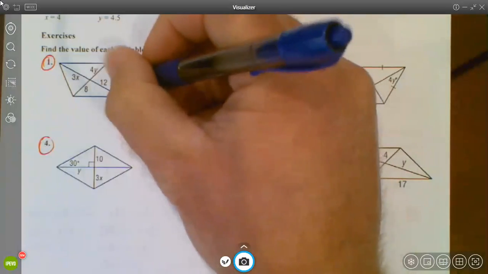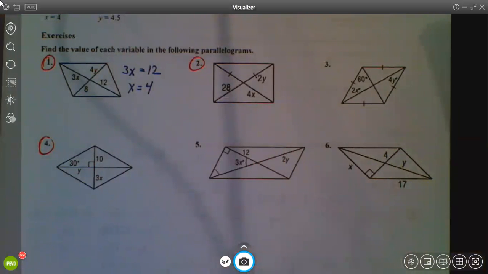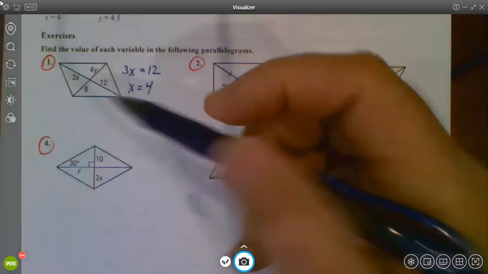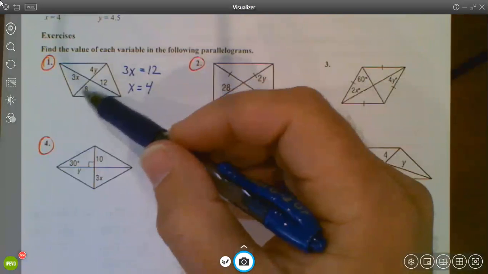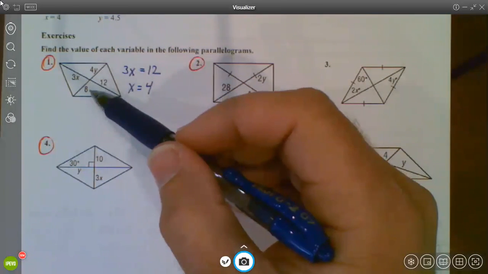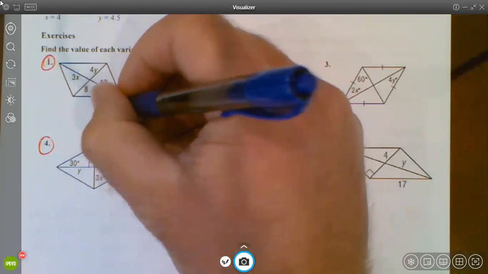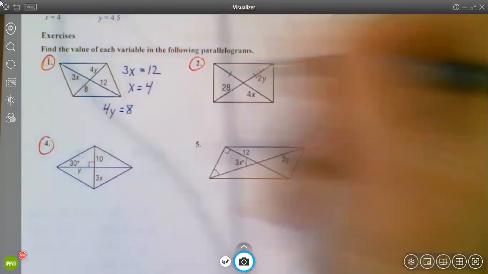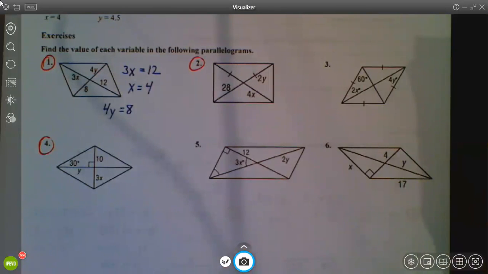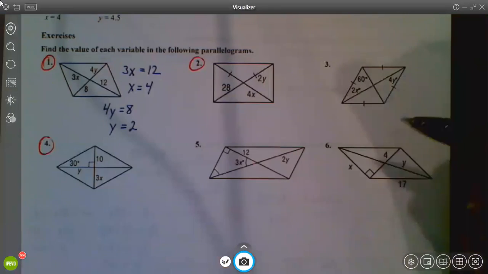So if we divide, that tells us x is 4. We also know that this diagonal was cut in half. So that means that 4y has to be equal to 8. All right, so that's the main rule on this.